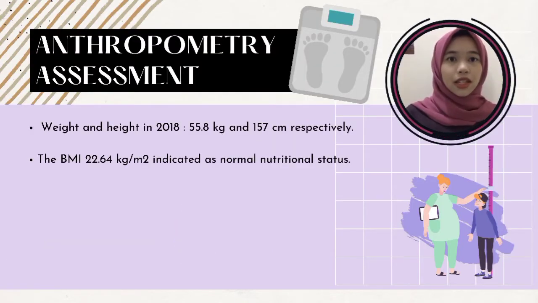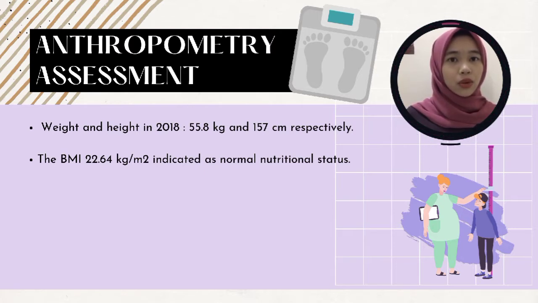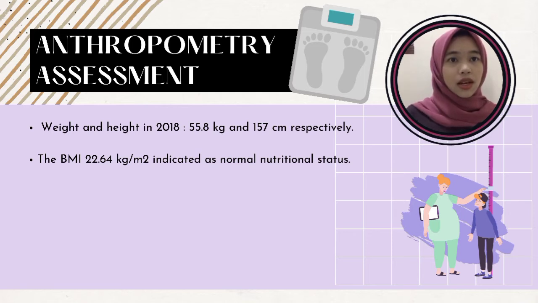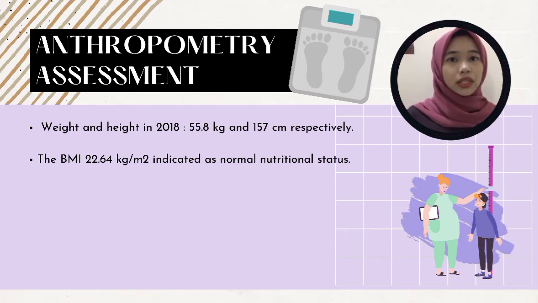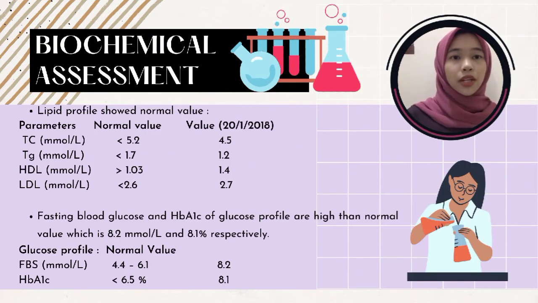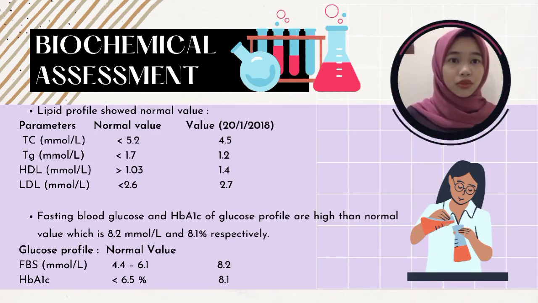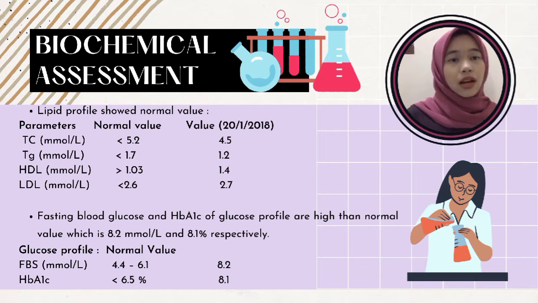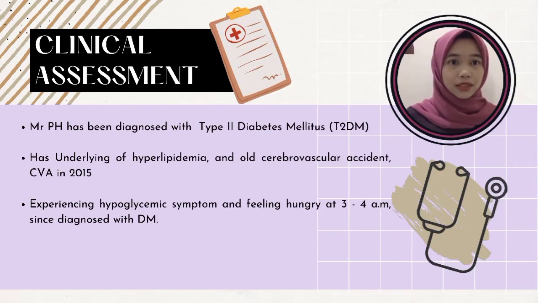Anthropometry assessment. His weight and height in 2018 were 55.8 kg and 157 cm respectively. The BMI of 22.64 kg per meter square indicated normal nutritional status. Biochemical assessment. His lipid profile showed normal values. Meanwhile, fasting blood glucose and HbA1c of the glucose profile are higher than normal, which are 8.2 mmol per liter and 8.1% respectively.